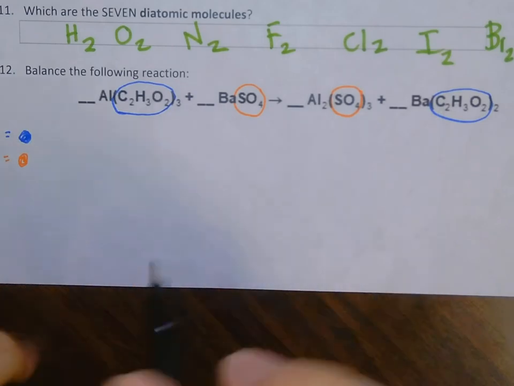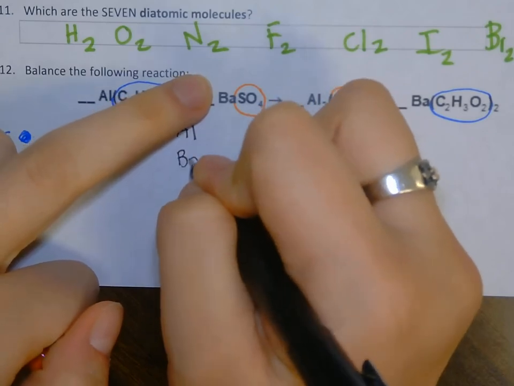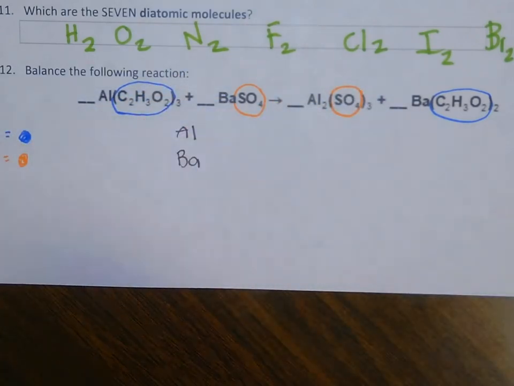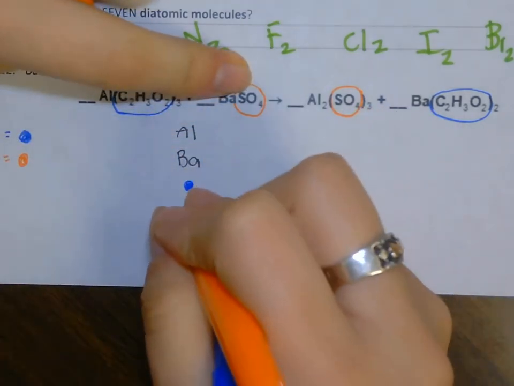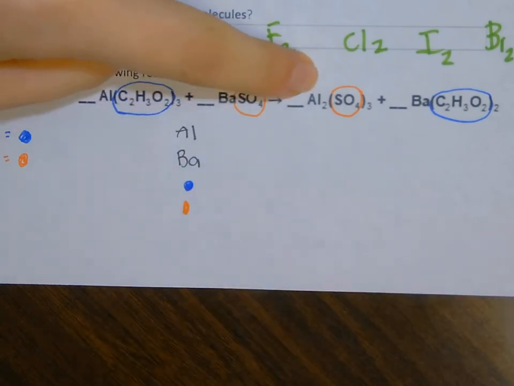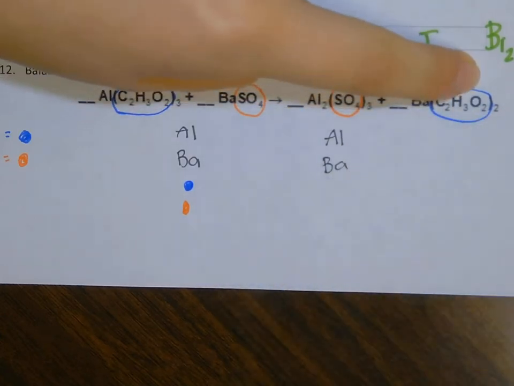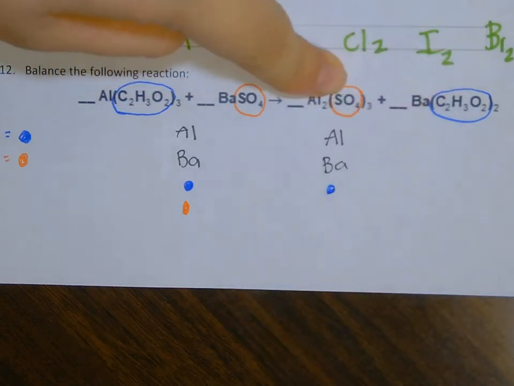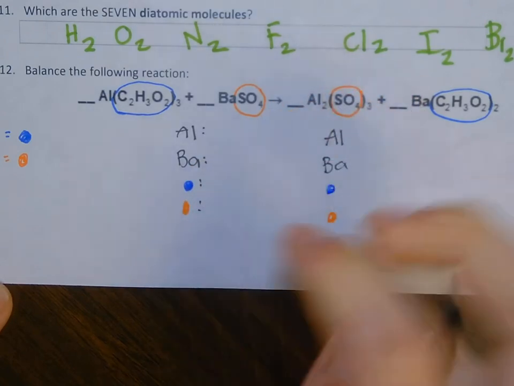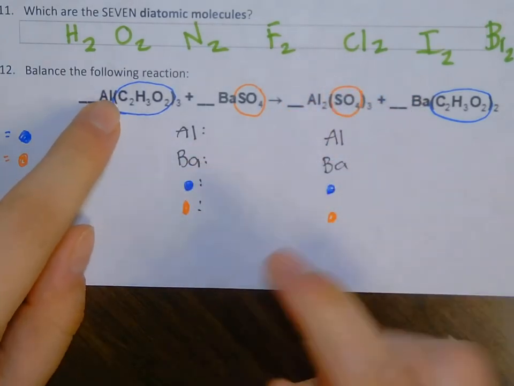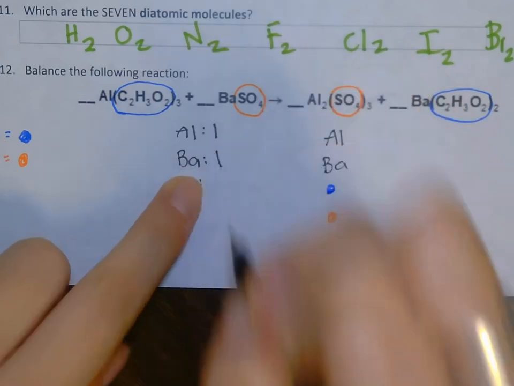So on my reactant side, I have aluminum, I have barium, and I have a blue little circle, right? Oh wait, I have a blue little circle, and I have an orange little circle. I have the same things on my product side, so I have aluminum, I have barium, blue circle, and I have an orange circle. So now I need to count how many of each I have. I have no numbers next to aluminum, that means I have one aluminum atom. I have no numbers next to barium, that means I have one barium atom.